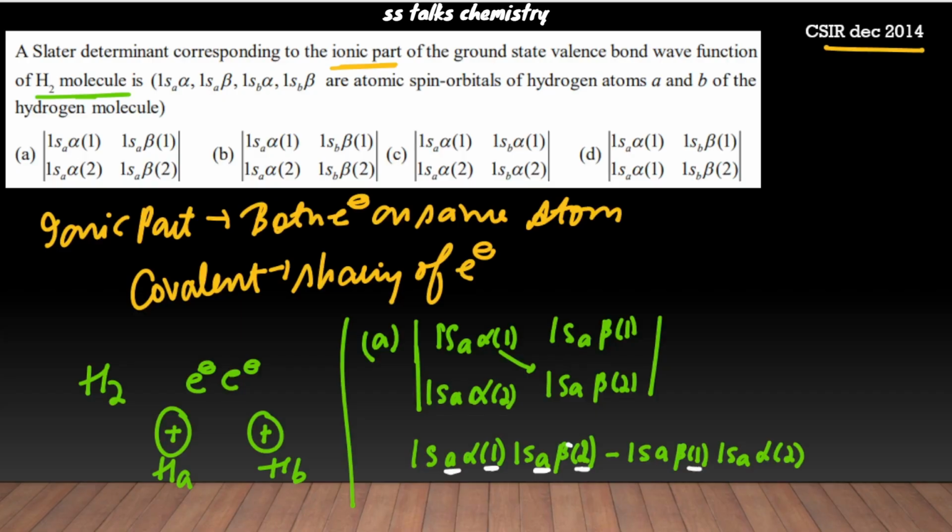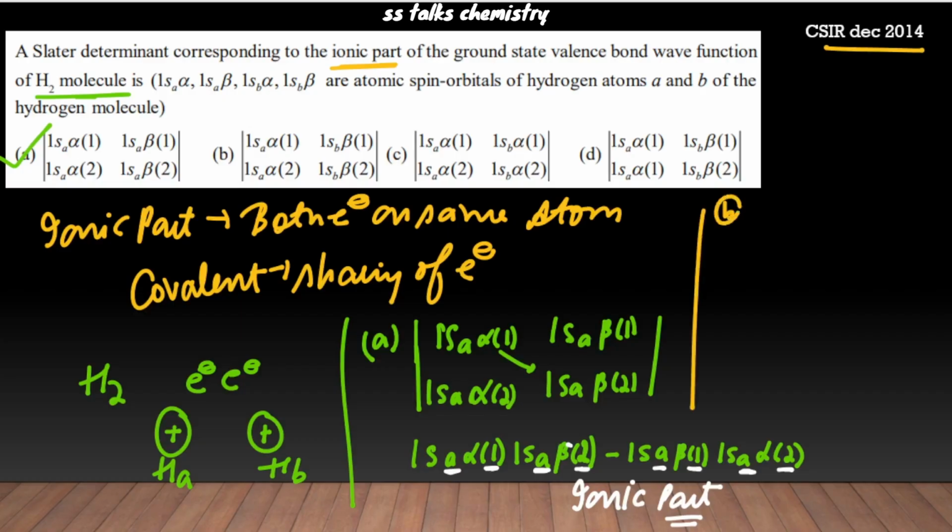Similarly here you see first electron on the atom A and the second electron on the atom A only. Both of these are denoting the ionic parts only. So this is the one which is showing the complete ionic part. So option A is the only right answer. You can check the others also. I'll be showing them one by one, that option you are having.